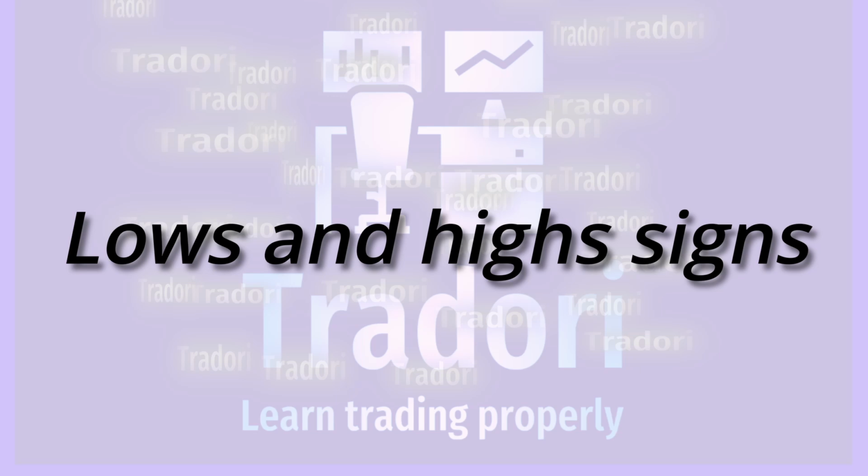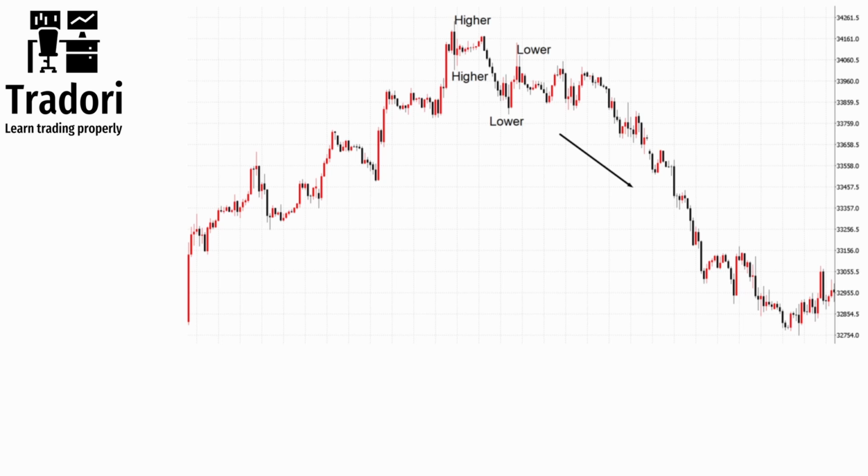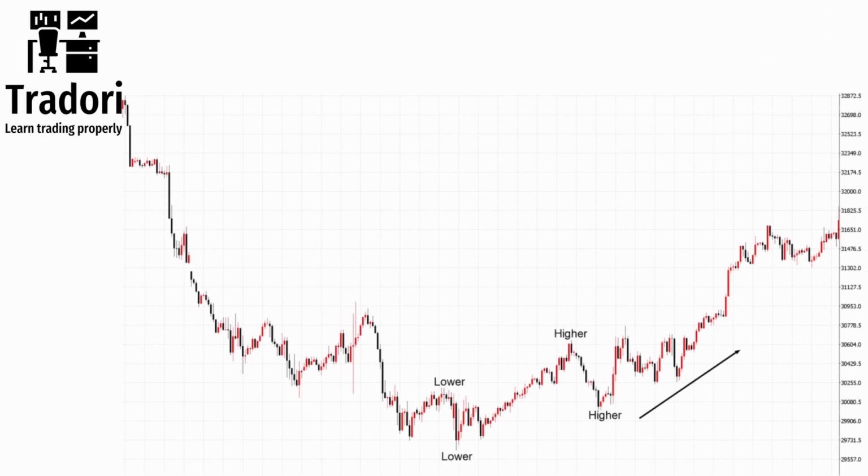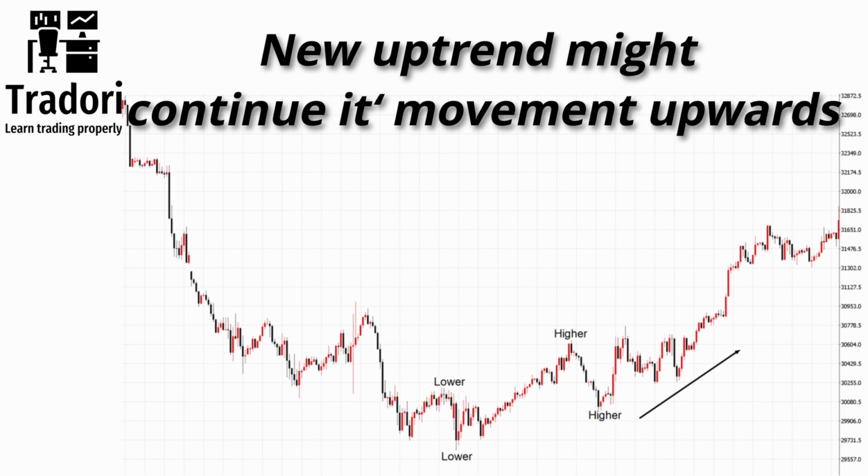Another way to identify trend changing is by looking at lows and highs. For example, when the market produces lower highs and lower lows in an uptrend, it's a pretty decent signal that a new downtrend might continue its movement downwards. Same would be with a downtrend. When the market produces higher highs and higher lows, that is a signal that a new uptrend might continue its movements.